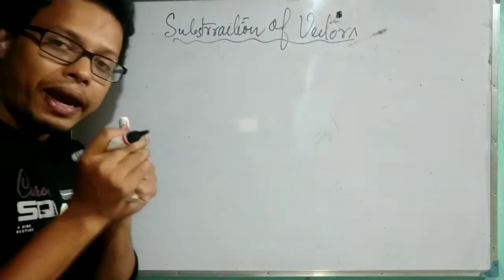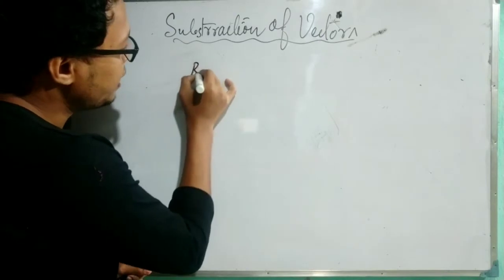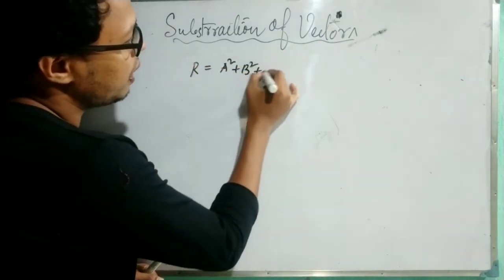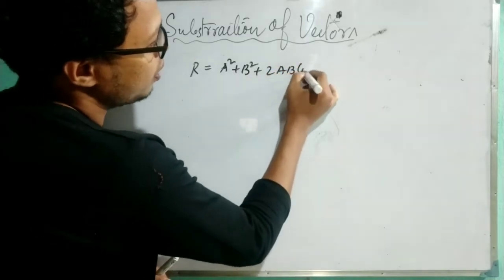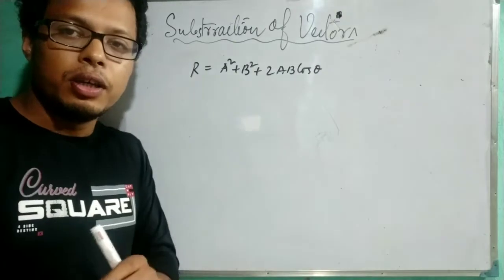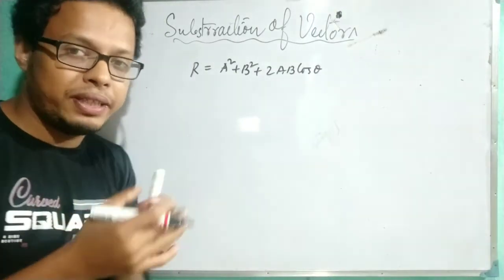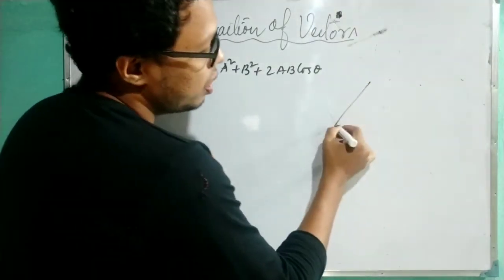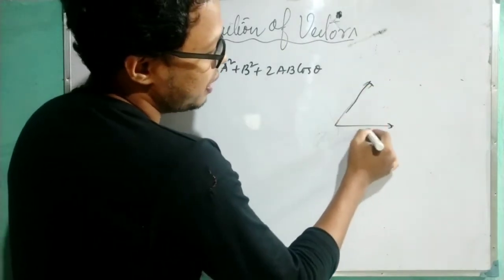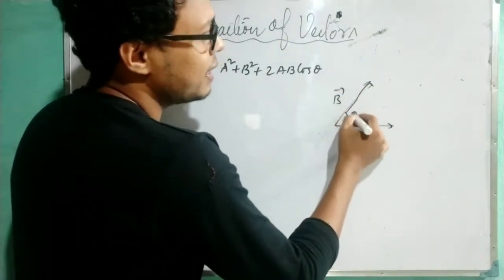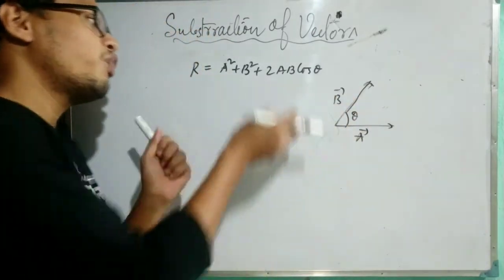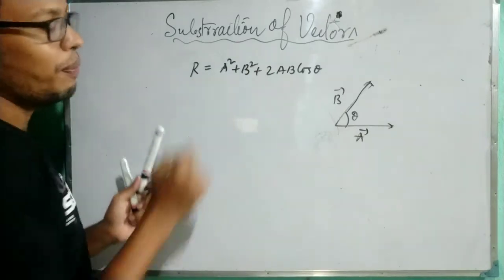Now in case of addition we have read the magnitude of the resultant is the square root of A squared plus B squared plus twice AB cos theta, where theta is the angle between A and B. So we have read about the angle, how to measure the angle. You have to check whether tail to tail or head to head is connected or not. Suppose this vector is A, this vector is B, then we can see this angle theta is the angle between A and B. This is for addition. This formula I will apply over here.